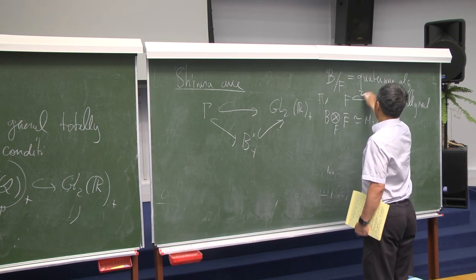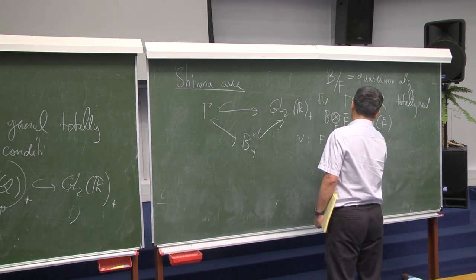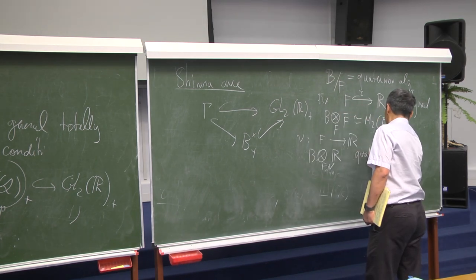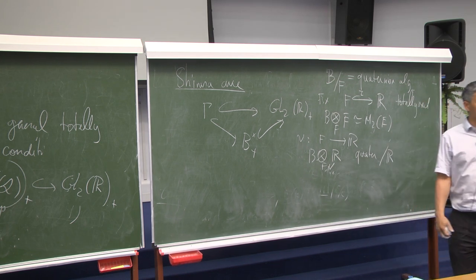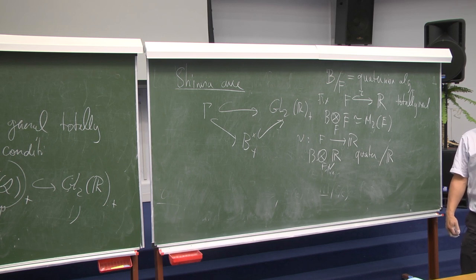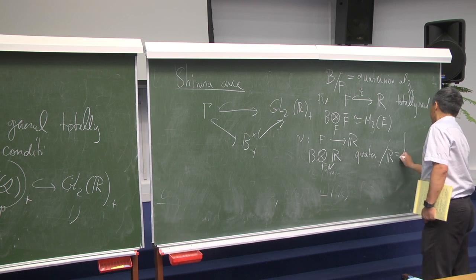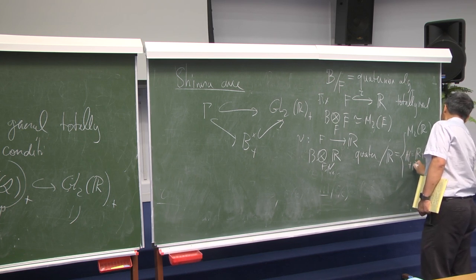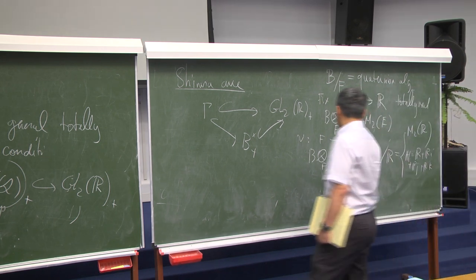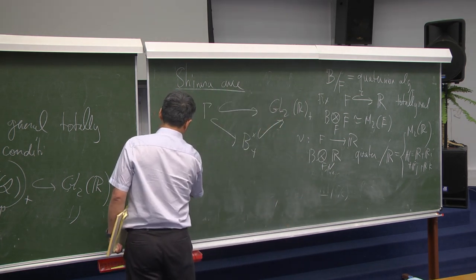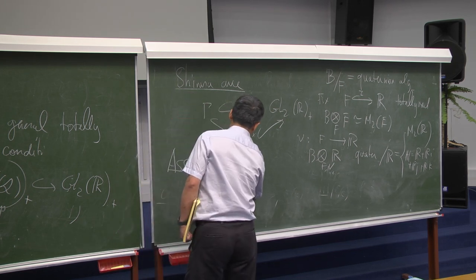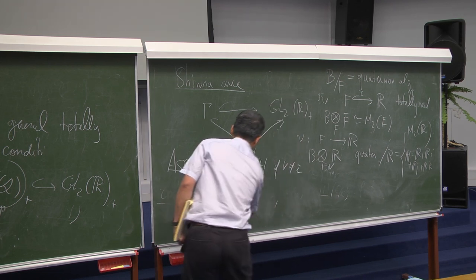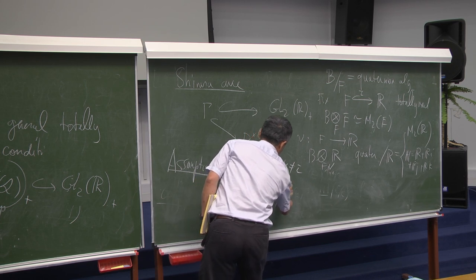So fix this embedding, say tau. If you have another embedding v into the real numbers, any embedding, then B tensor F to the real numbers gives a quaternion algebra over the reals. A quaternion algebra over the reals has only two types: either it is the matrix algebra M2(R), or it is the Hamiltonian quaternions R + Ri + Rj + Rk. It's the usual thing we know. So in any case, the assumption will be that B_v is equal to H if v is not equal to tau, and B_v is equal to M2(R) if v equals tau.